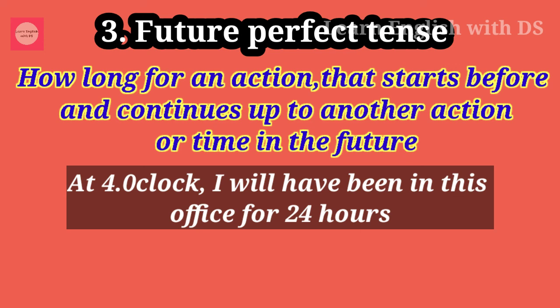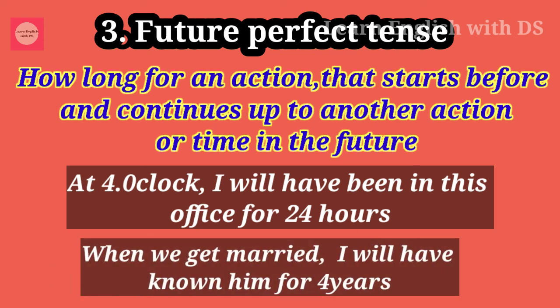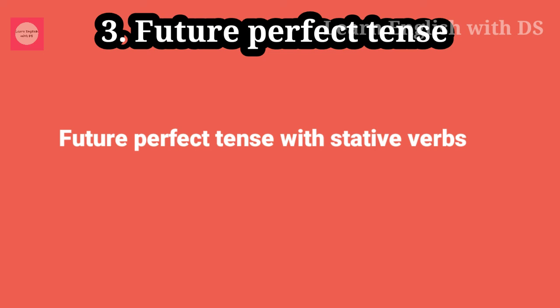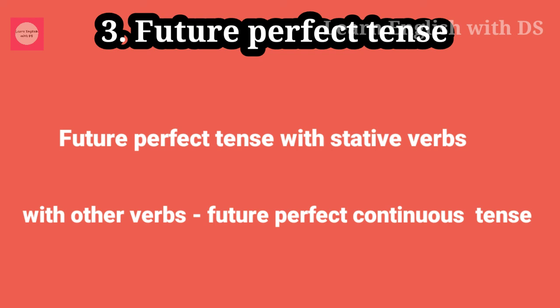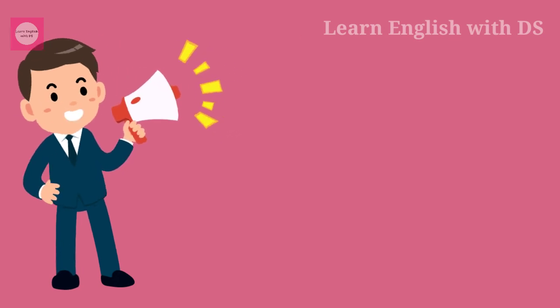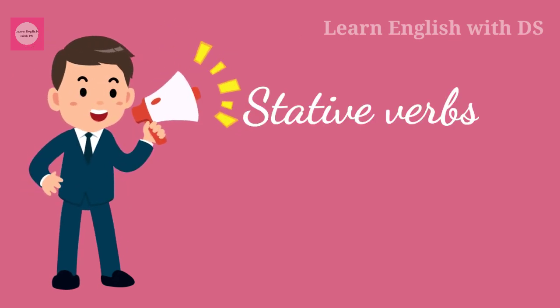The other example is, when we get married, I will have known him for 4 years. In this case, we use future perfect tense mostly with stative verbs. With the other verbs, we use future perfect continuous tense. Okay, we shall know about stative verbs in another video.